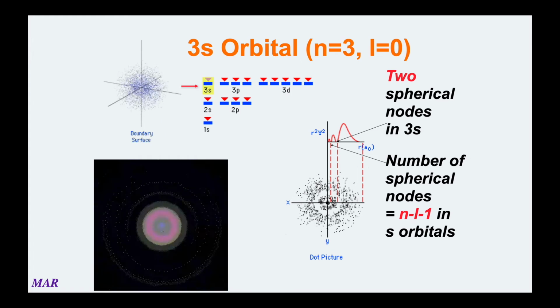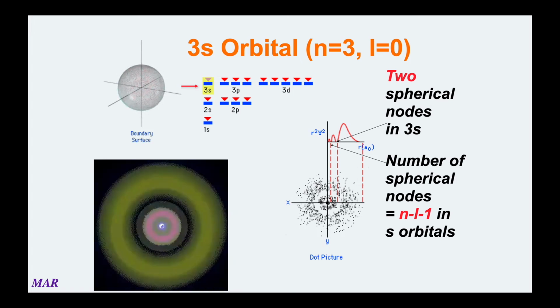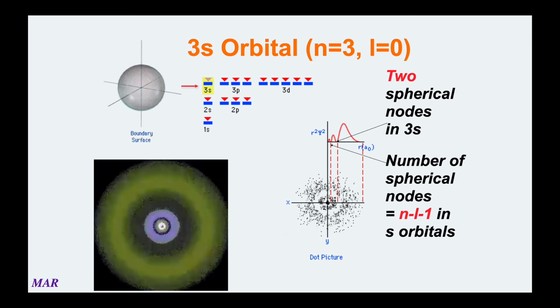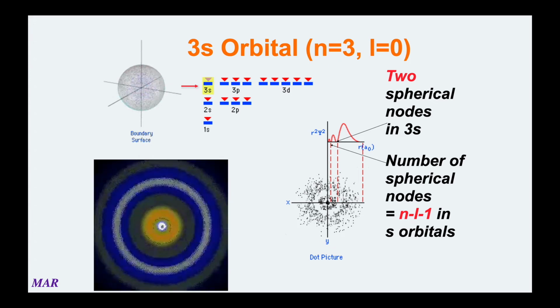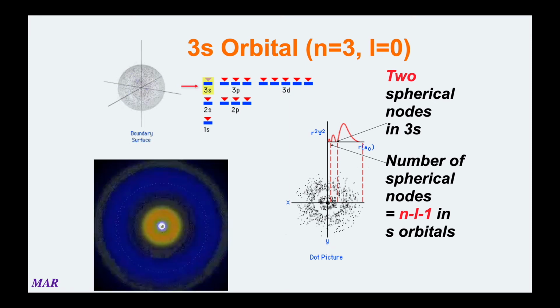My little animation in the lower left is kind of mesmerizing, but there are actually two black line spheres in there, and those represent the spherical nodes. So it's kind of cool to see. 4s, of course, would be bigger yet. 5s would be bigger, and every time you raise an n, you have one more spherical node.